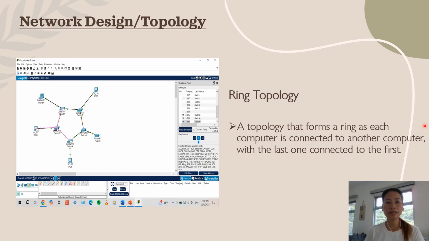Next is the ring topology. So this is the sample. As you can see, it forms a ring. It is a topology that forms a ring as each computer is connected to another computer with the last one connected to the first. So this is the sample of it.